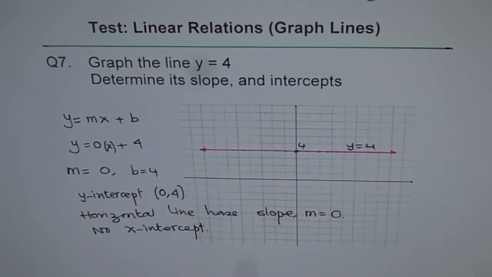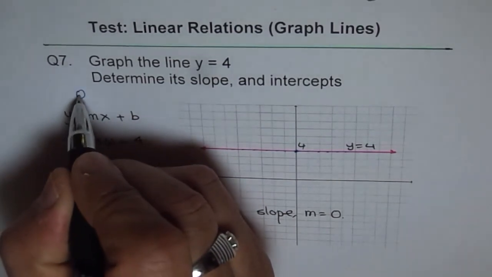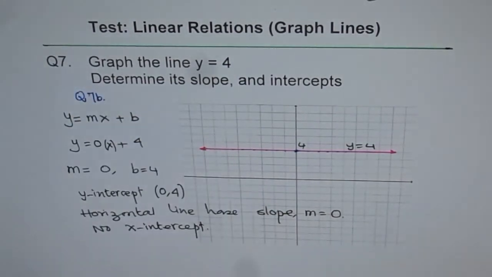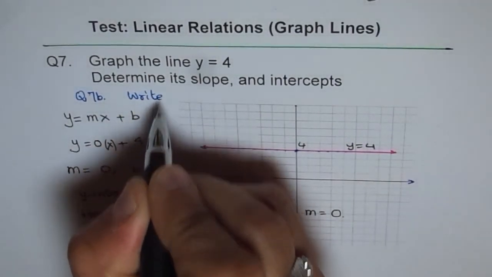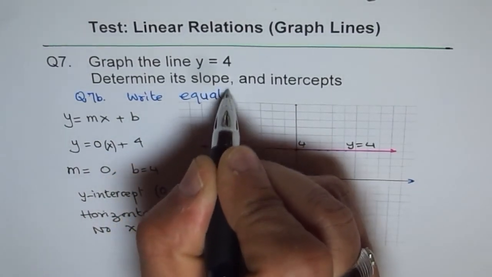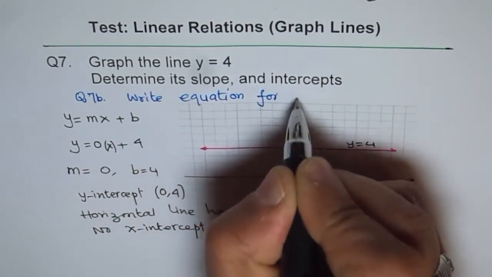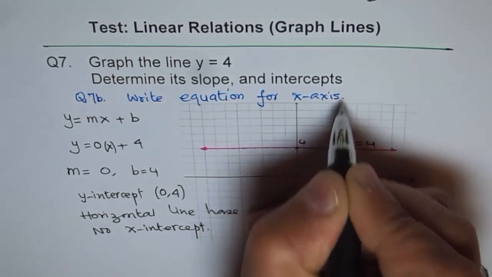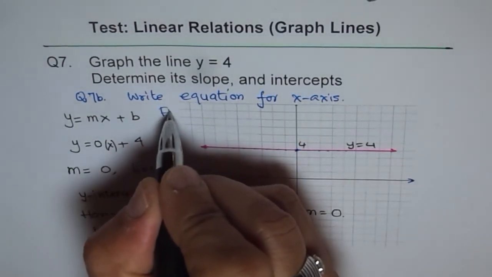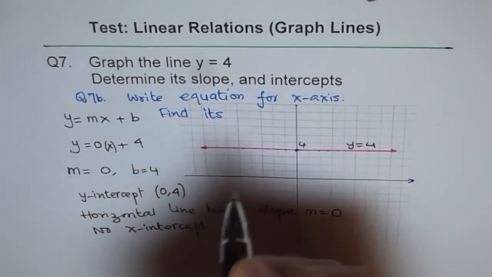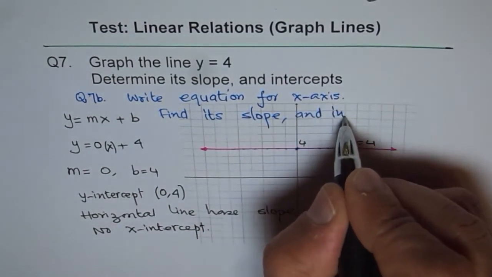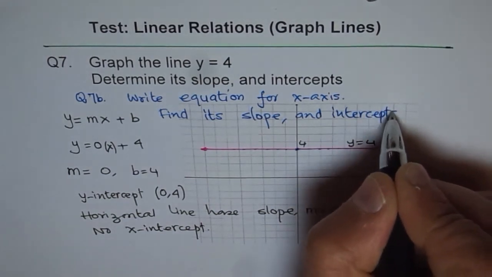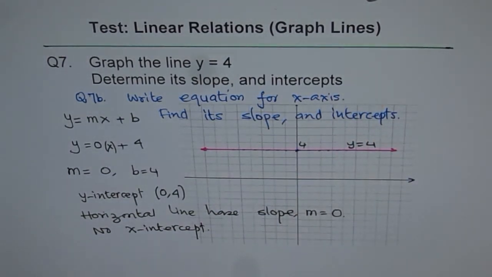So the question for you is, let me write here, I'll write 7b. That is, write the equation of the x-axis and find its slope and intercepts. So what are the intercepts of the x-axis? That is what you need to answer, and that's your real test problem.